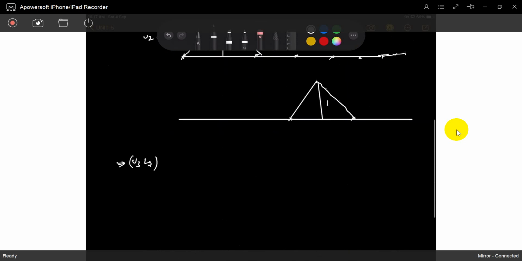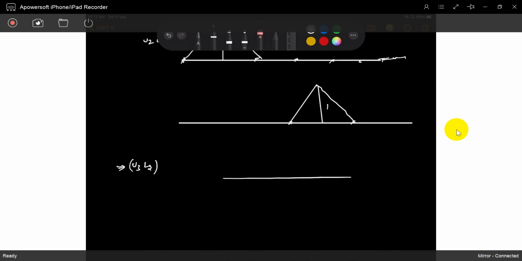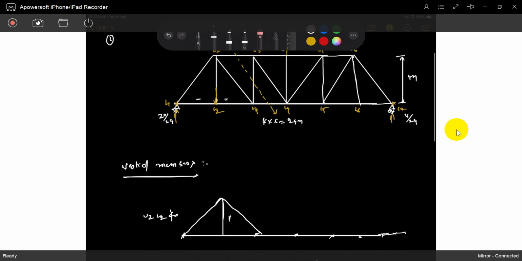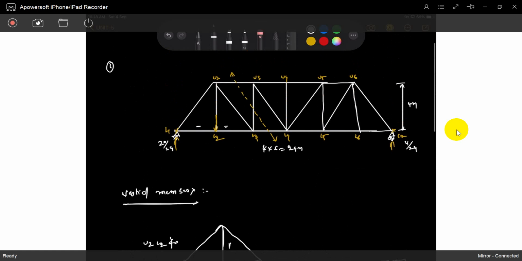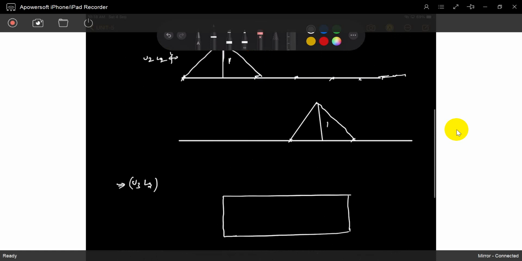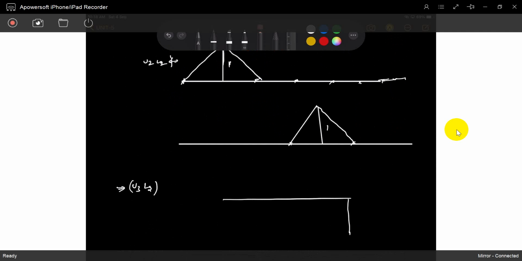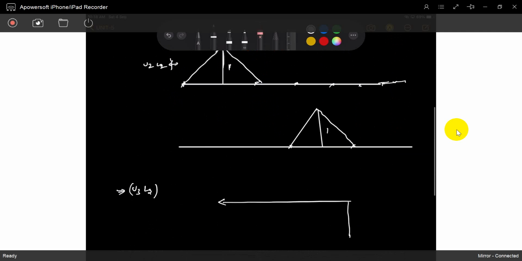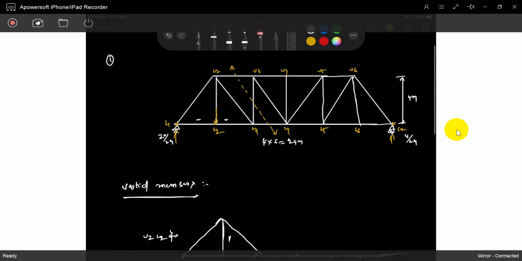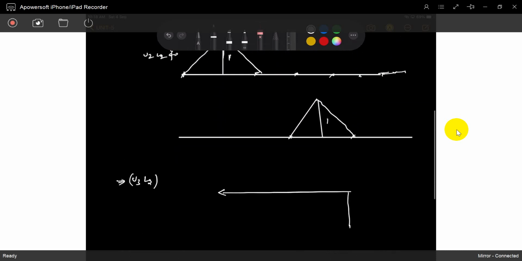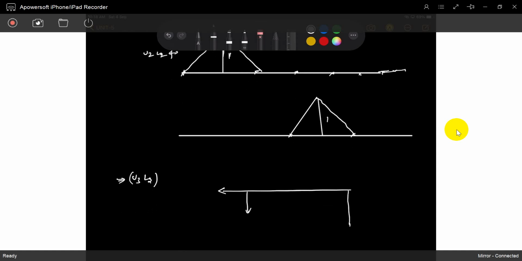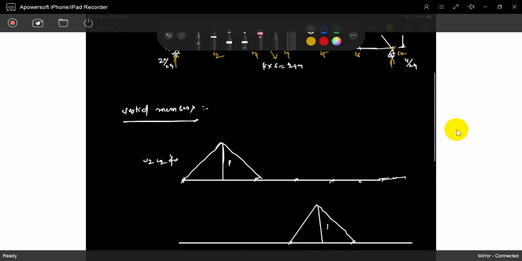So write down the left side part. How is it exactly on the left side? Left side part, 1, 2. That's it. Only the left side part we have to take care of. Only the left side, okay.